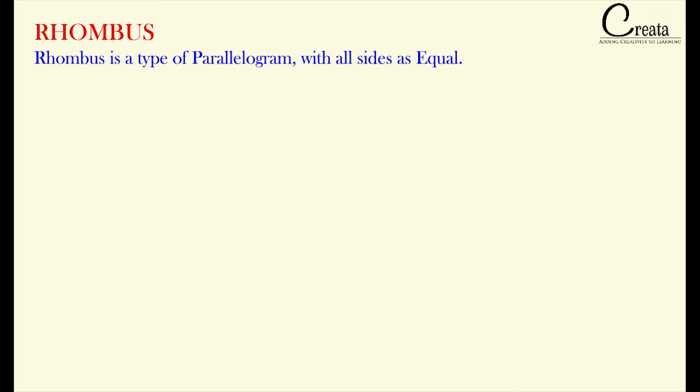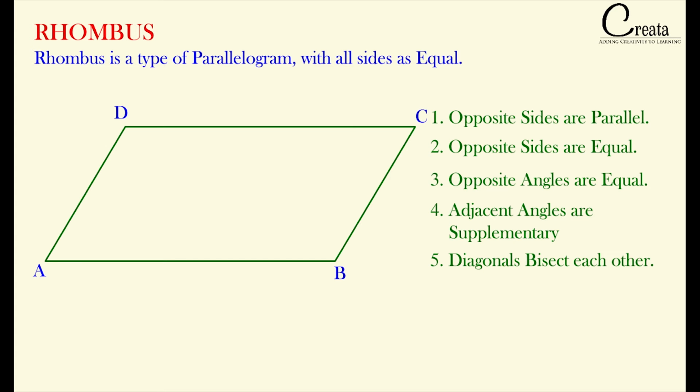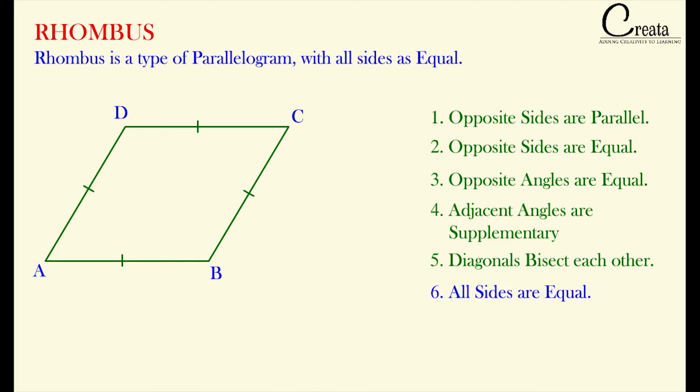First, we will take the rhombus. A rhombus is a type of parallelogram with all the sides equal. It will have all the properties of a parallelogram with an additional feature, that all the sides are equal.